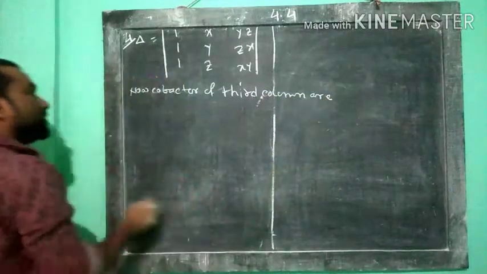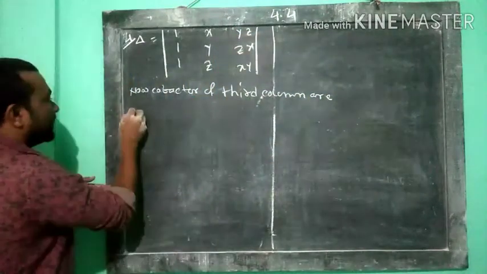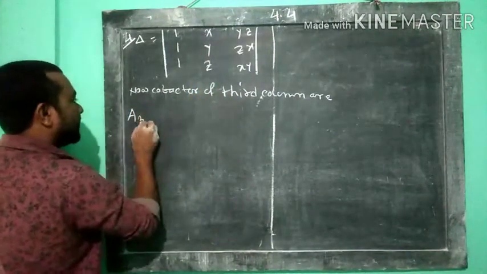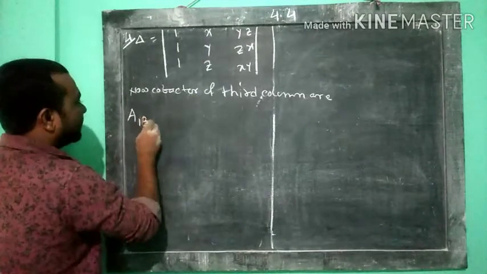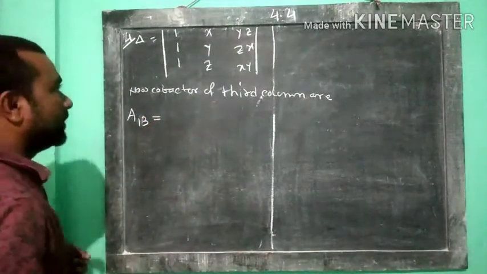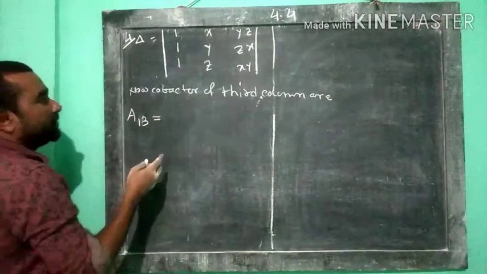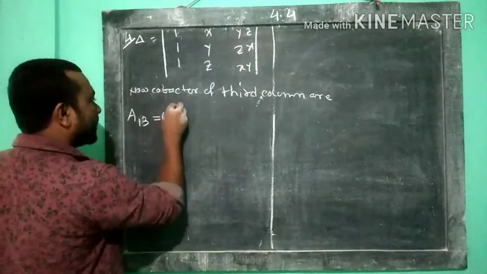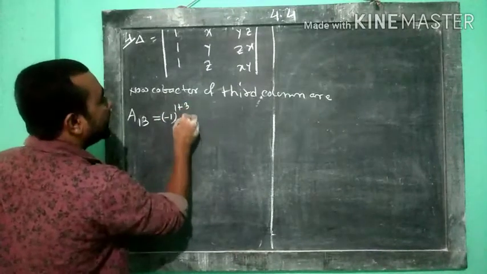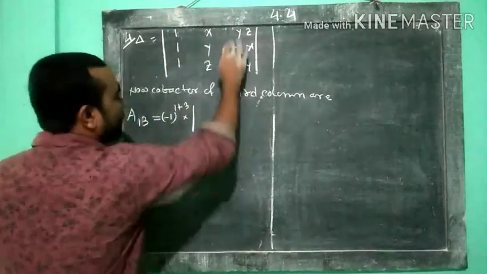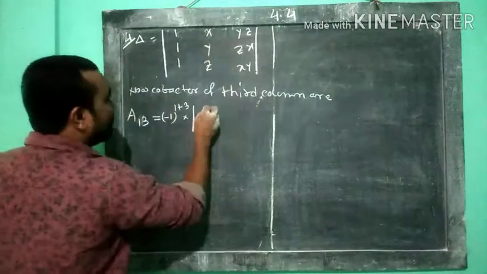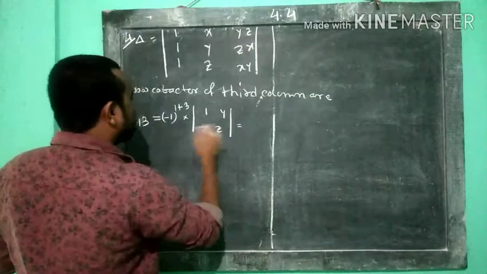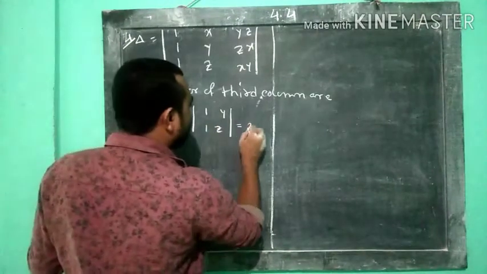The cofactors of the third column are as follows. For A13, the sign is (-1) to the power 1+3, which is positive. Cancelling the first row and third column, we get the determinant with rows 1 y and 1 z, which equals z minus y.